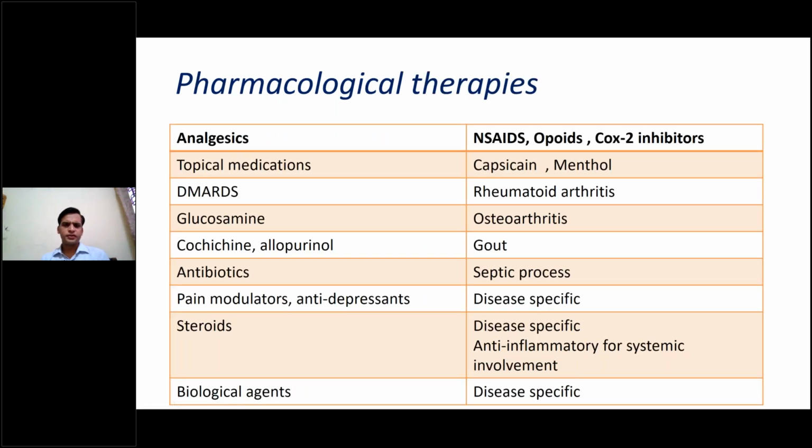Among the pharmacological therapies, the combination of therapies which are possible for joint pains are topical medications, oral medications, NSAIDs, opioids, COX-2 inhibitors, topical capsaicin, menthol, methyl salicylate, DMARDs in connective tissue disorders, glucosamine, colchicine, and allopurinol, antibiotics, pain modulators, antidepressants, depending on the presence of accompanying symptoms and the pain perception by the patient, and steroids, either oral, local, or injectable, and biological agents in various connective tissue disorders.